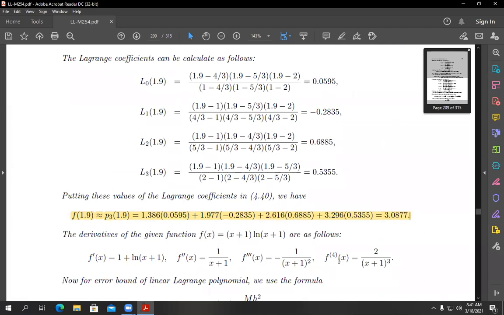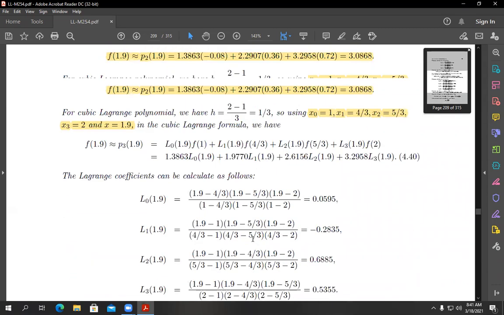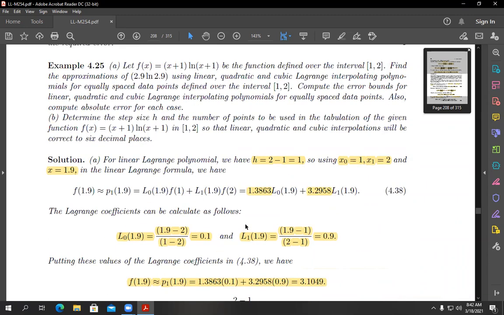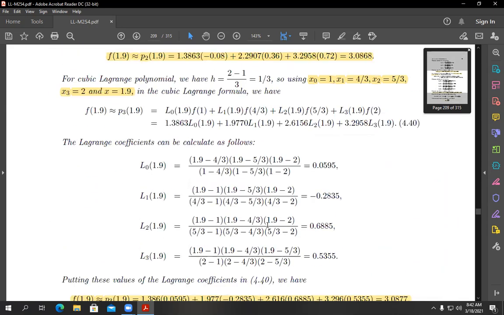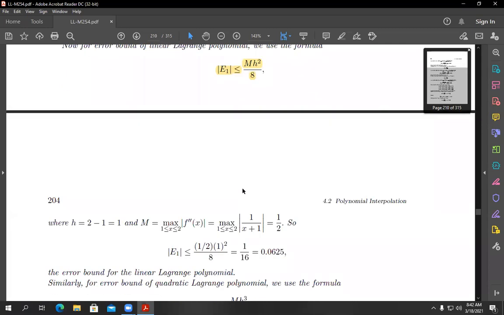And then it says compute the error bound. We know the error bound formula for linear with equal spacing: M h squared by 8. What is the h in the linear case, please? We already calculated this. What is it? 1. So you can put here 1 power 2, which is 1 over 8 into M. M is the maximum value of the second derivative, and the maximum value of the second derivative is half. You can use this, and this is the error bound formula.